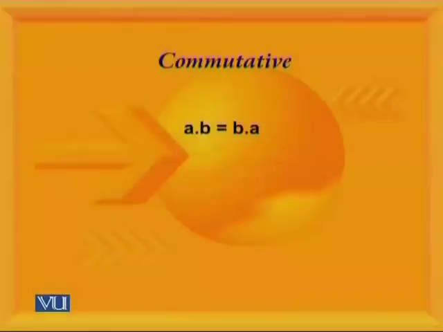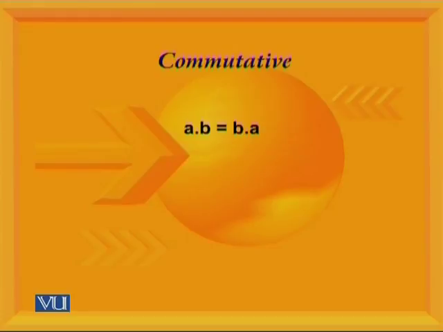This product is commutative. What I mean is that a dot b is equal to b dot a. Let us see. So this is the result, that a dot b is equal to b dot a. Addition is also commutative. That is, a plus b is equal to b plus a.